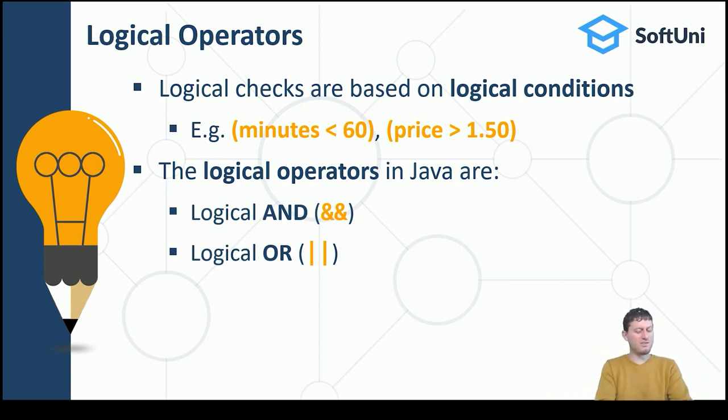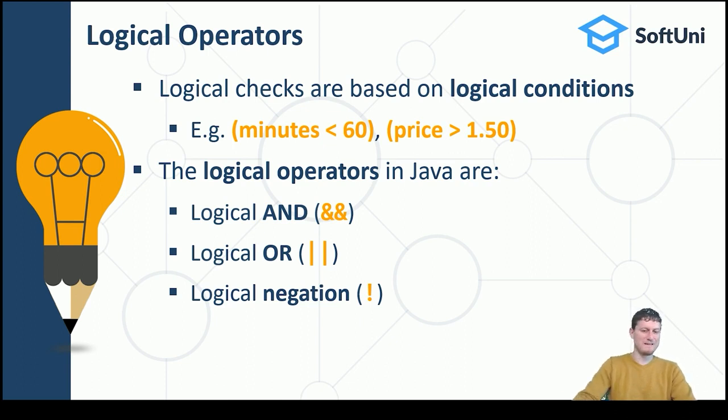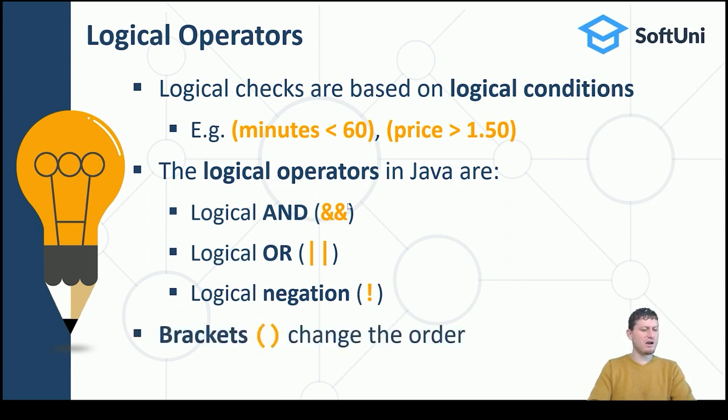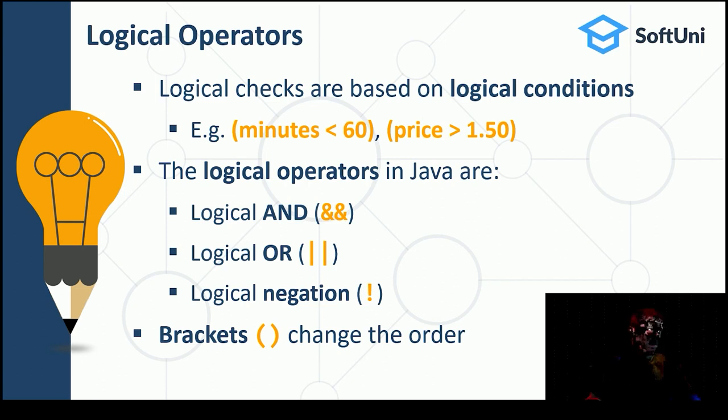And not means if I'm not under 21 years, I can drink beer. For example, logical negation. Also, we may have brackets. Brackets change the order of execution, and this is just when we don't know the exact priority. I'll show you how to use the brackets, but they're just like in math.